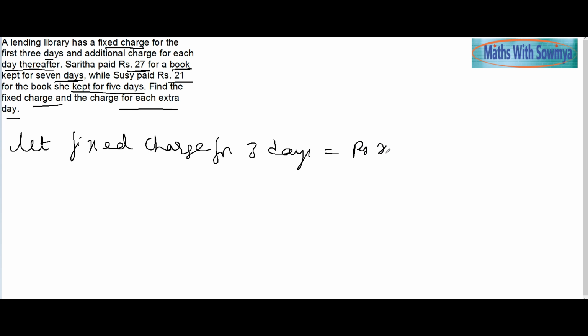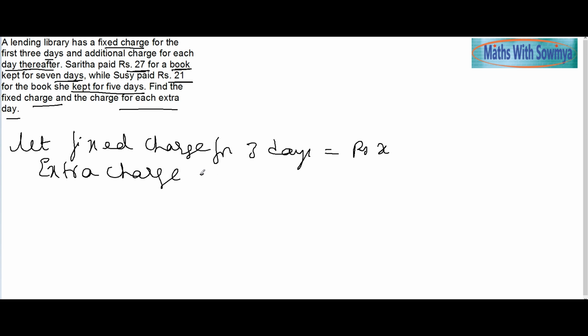So whatever has been asked, we give a variable for that. So I am going to say let the fixed charge for 3 days be rupees X. So for overall 3 days only we have taken it directly. And next one, extra charge.